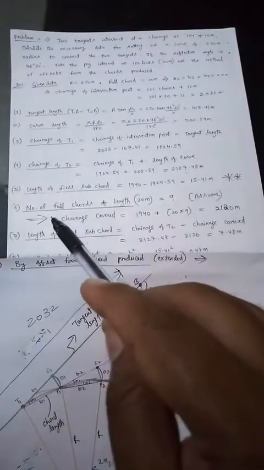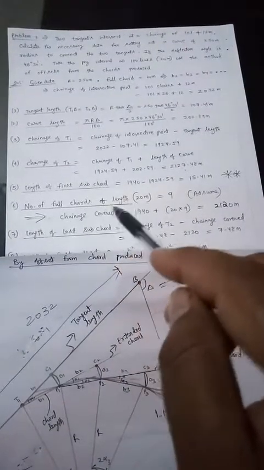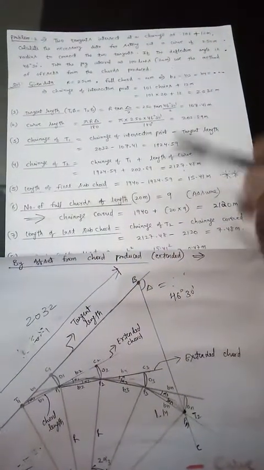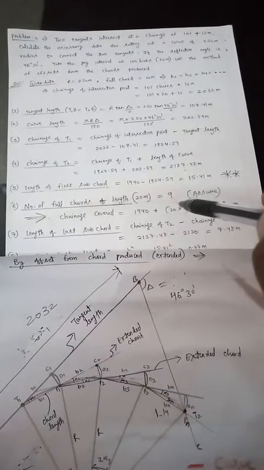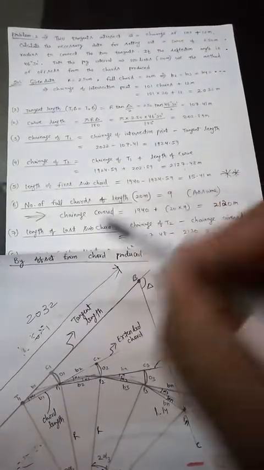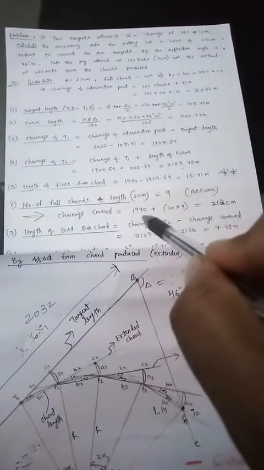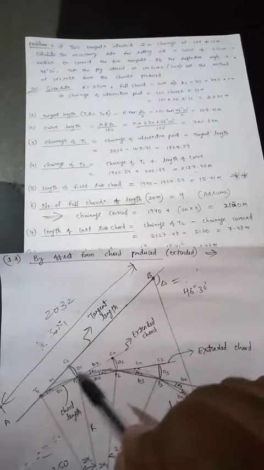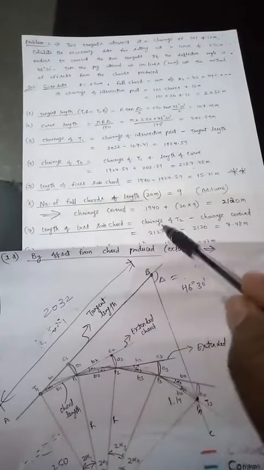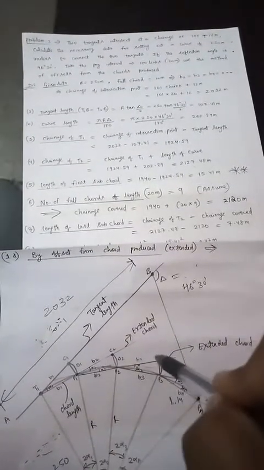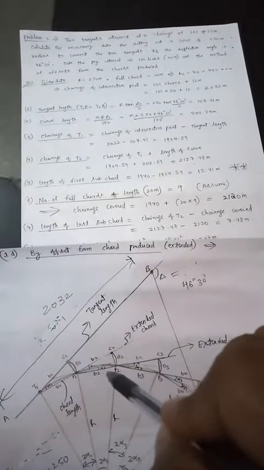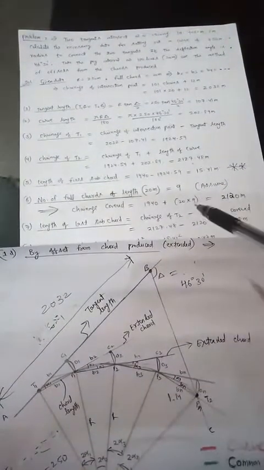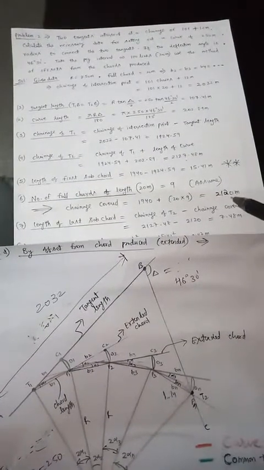Next, the number of full chords or intermediate chords, with length equal to 20 meters here. We are assuming the number of intermediate chords is 9. So the chain edge covered, up to here, from here to here, is 1940. We are using 20 meter length chains, and the number of subchords we are using is 9. By multiplying, we will get 2120.